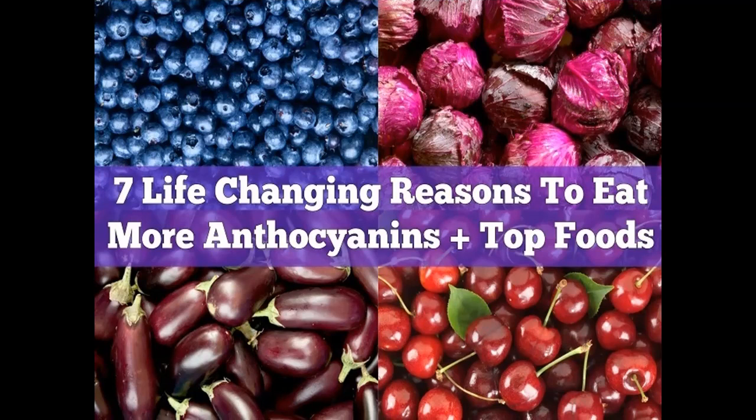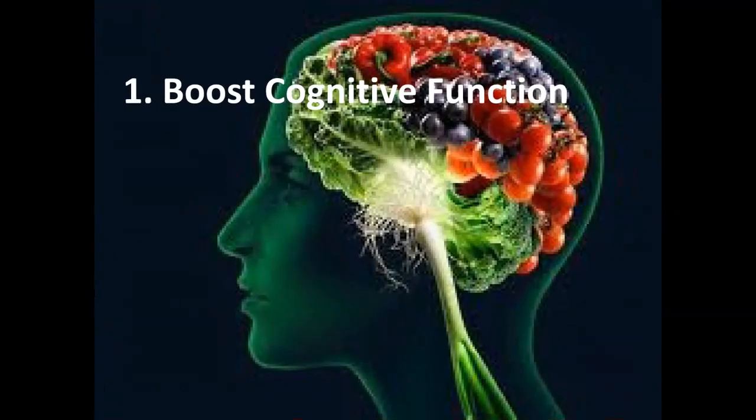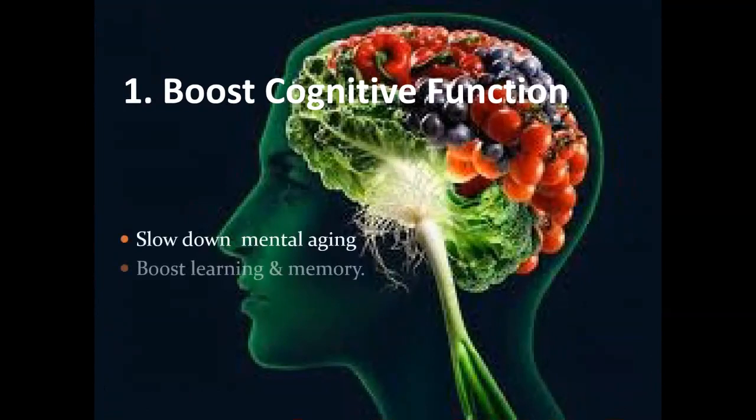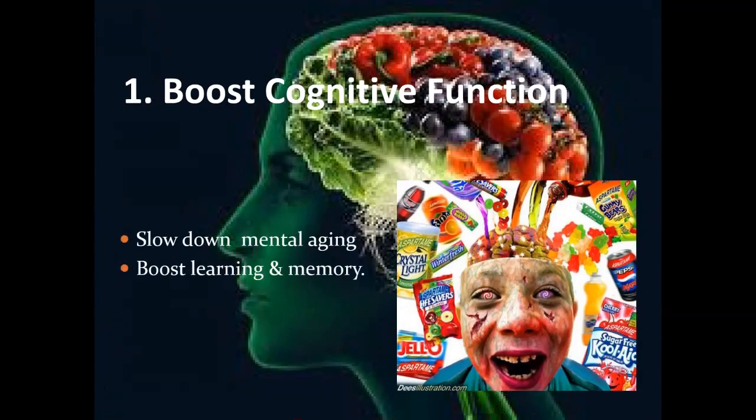Because I want to keep all of you healthy, I'm going to tell you 7 life-changing reasons to eat more purple, or dark red, whatever color you see there. Just eat color, eat the rainbow. Go for it for 30 days and do it with a loved one. It will boost your brain. It will make you smarter. It will slow down your mental aging. It will boost your learning and memory. That will slow it all down.